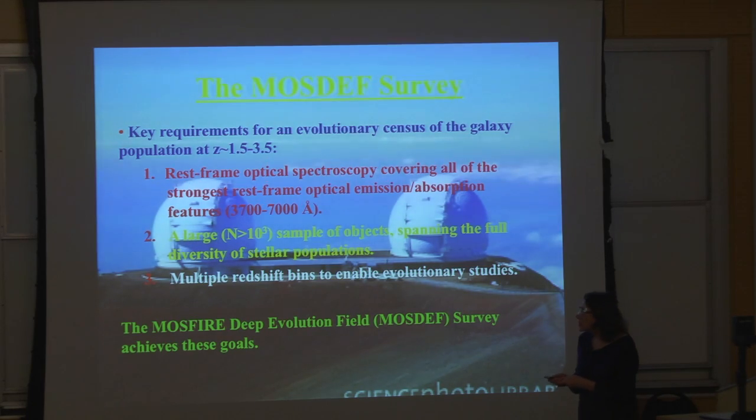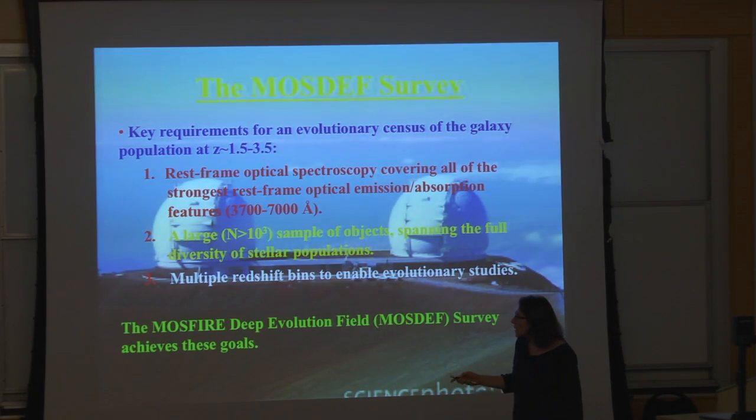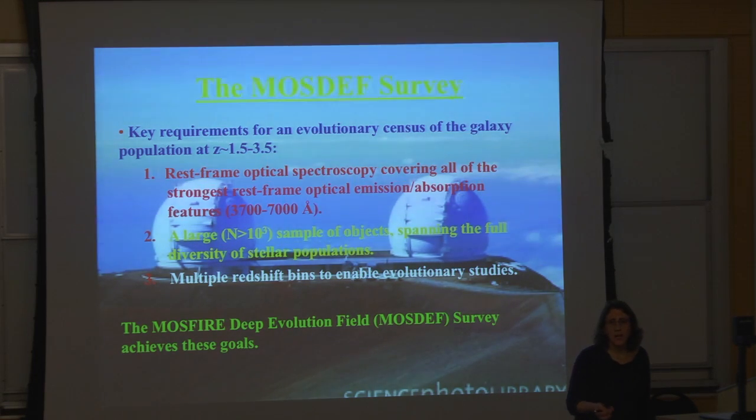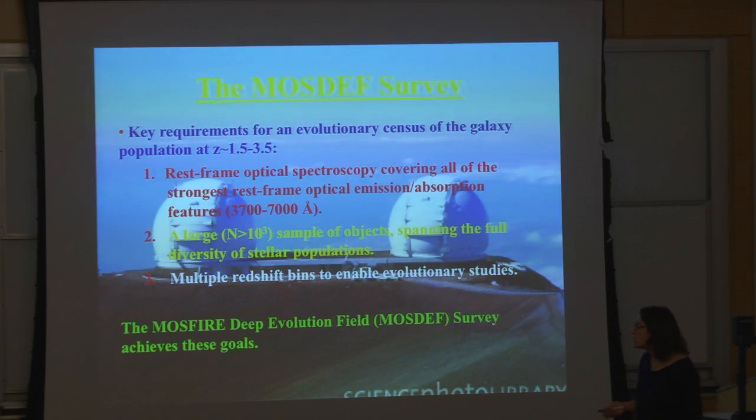for designing a project to study the distant galaxies. Specifically, we wanted to look at this redshift range of around 1.5 to 3.5. This corresponds to look-back times of about 9 to 11 billion years. And so we wanted to obtain rest frame optical spectroscopy covering all of the strongest rest frame optical emission lines that I just showed you a plot of. This is between 3,700 and 7,000 angstroms.